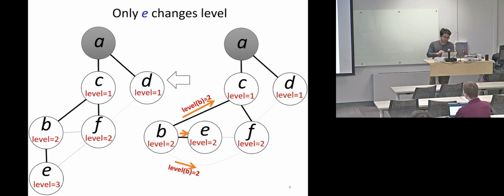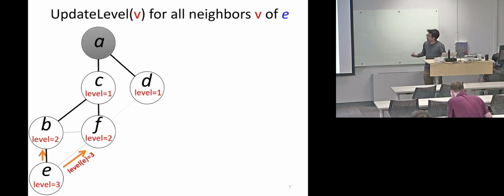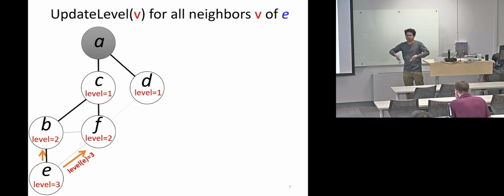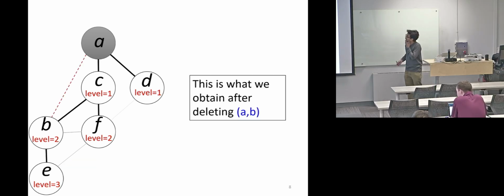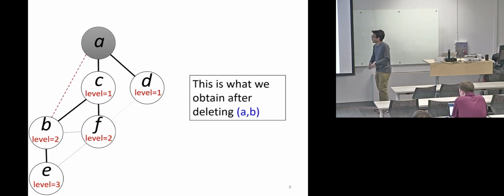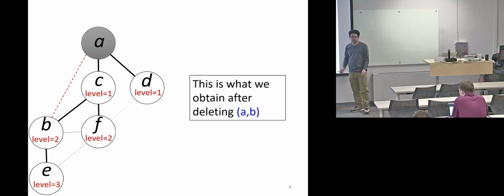Okay. So now E updates its level to 3. And next, E just notifies all its neighbors that its level changed. You need to be careful, but all of its neighbors don't need to do anything. So that's what we get after deleting A and B.